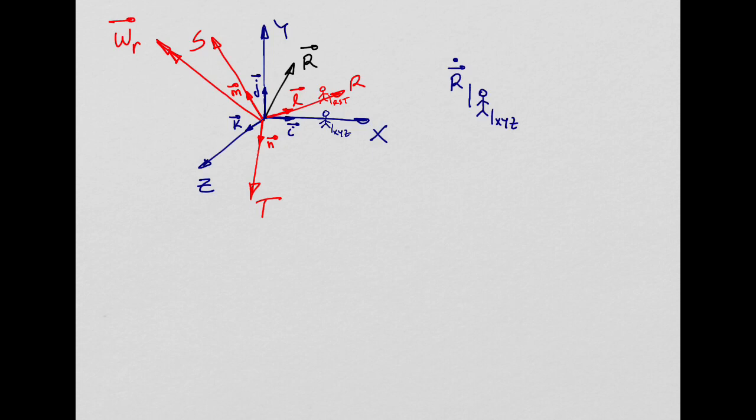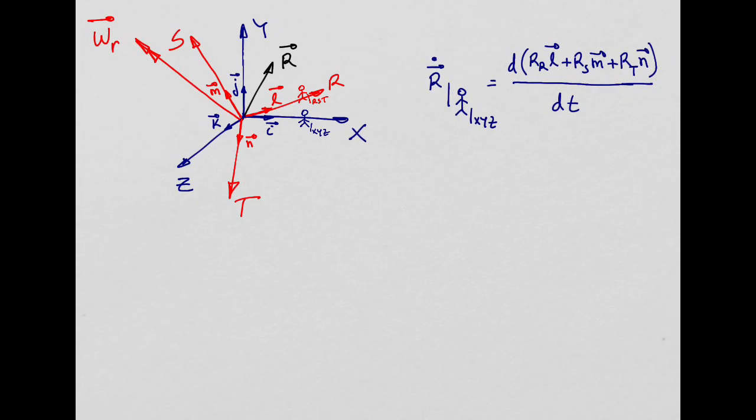So this derivative is going to be equal to the derivative with respect to time, dt, of what? Of my vector r times L plus rs times m plus rt times n. Okay? So if I do this derivative with time, I get my total velocity. That can be a spacecraft there, for example, right? So let's expand this derivative here.